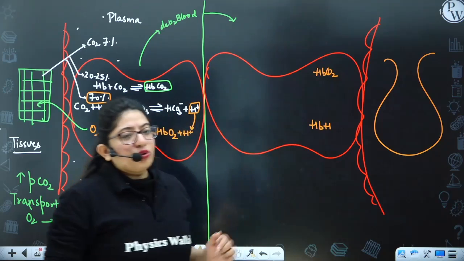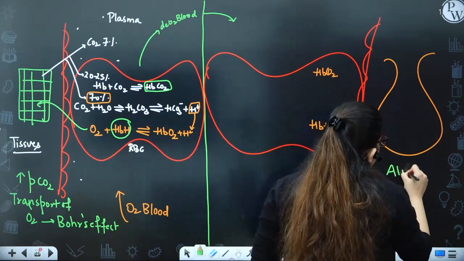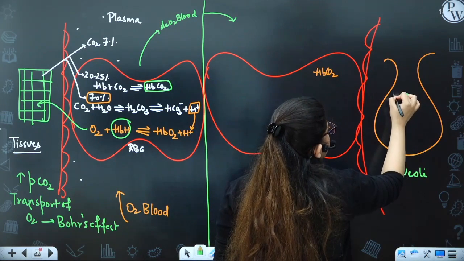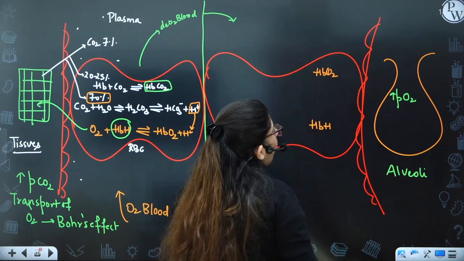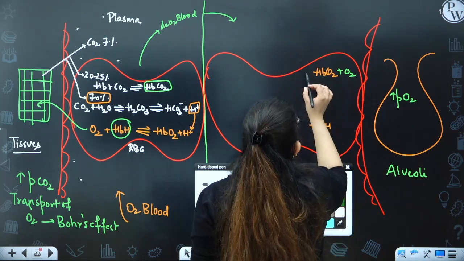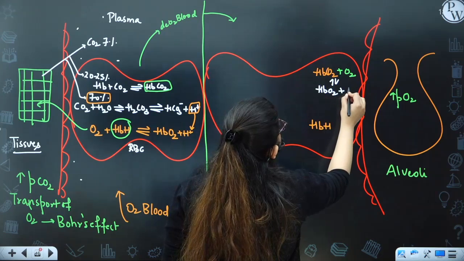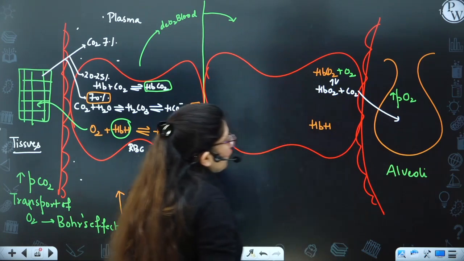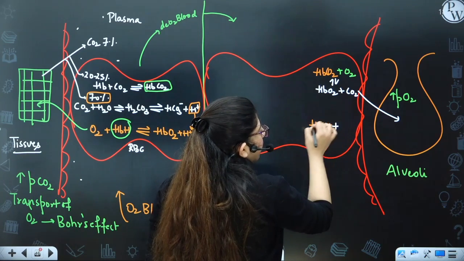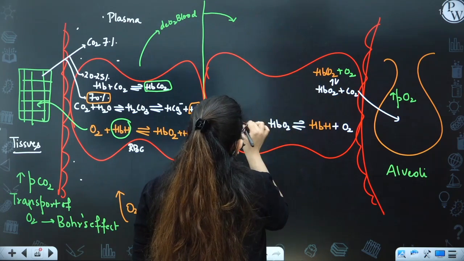Now this HbCO2, when it sees a lot of oxygen near the alveoli, you know in alveoli there is high partial pressure of oxygen. So when it sees a lot of oxygen here, due to the increase in partial pressure of oxygen near the alveoli, the oxygen will fight with carbaminohemoglobin, and what will it form? It will form HbO2, and CO2 will be released in the alveoli. Again, there is increase in partial pressure of oxygen. Now, oxygen will again fight with this, and it will form HbO2 and H positive ion.